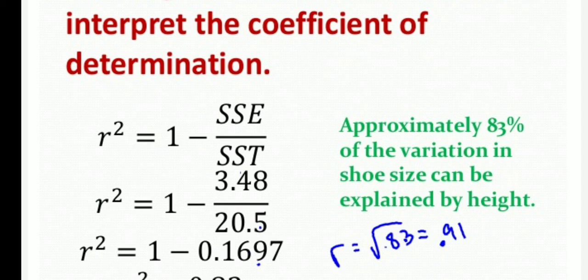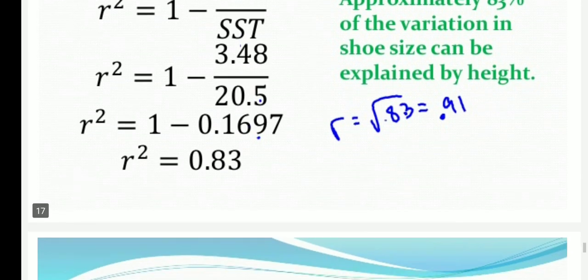So suppose at random your height is say 70 inches, then it cannot be explained 100%. Of the shoe size, only 83% is correct. So your size may not be exactly the same, only 83% it is okay. You can't say 100% that your shoe size is like this. That is the meaning. So approximately 83% of the variation can be explained.